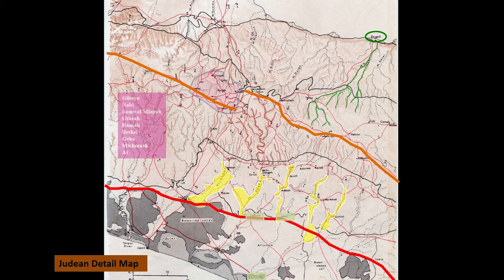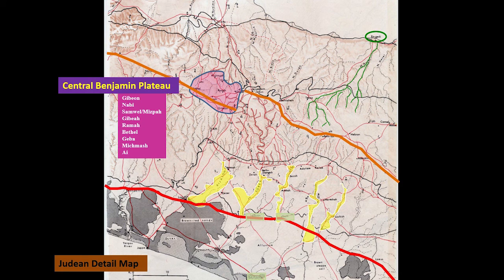You will also see an NS for Nabi Samuel. I want you to draw a line around them. And note the location of this area to Jerusalem, just to the south of it. The area that you just circled is called the Central Benjamin Plateau because it's part of the tribe of Benjamin.